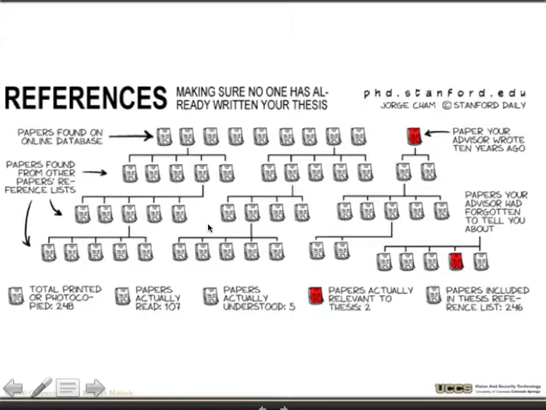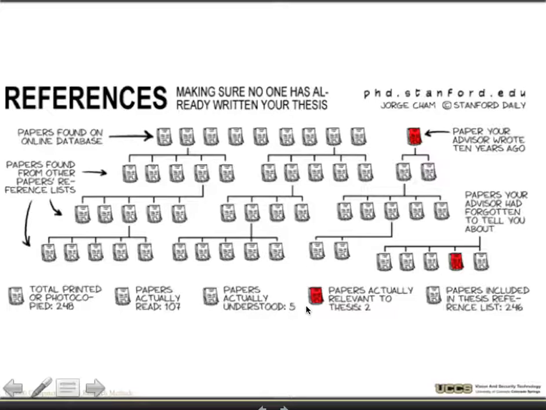And even though this is a comic, the total of papers starting at 240, getting down through, I would say, at least a basic scan or critical look, 105, and 2 or 3 of those might be relevant. Those numbers are not horribly inconsistent. Hopefully you'll find a little bit more, because you'll be better at searching than just the random process.